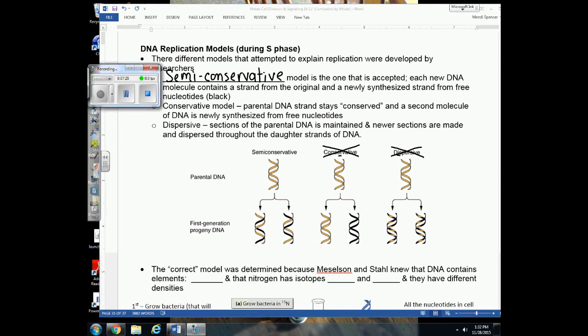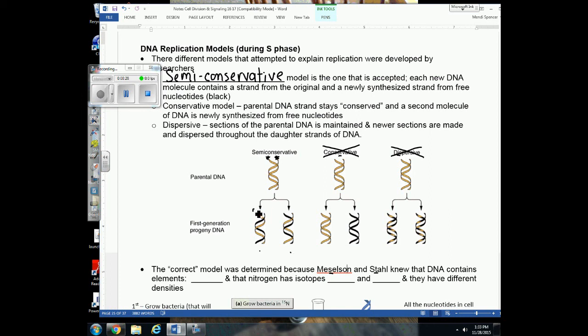And it took the work of 2 researchers, Meselson and Stahl, to actually figure out that the semi-conservative way of replication was the accurate one. In the semi-conservative model, it's basically stating that we have some parental DNA, and I'm going to mark both strands with a little star here. When this strand of DNA is replicated into 2 strands of DNA, which we see here, each new DNA molecule is going to be made of one of the parent strands.